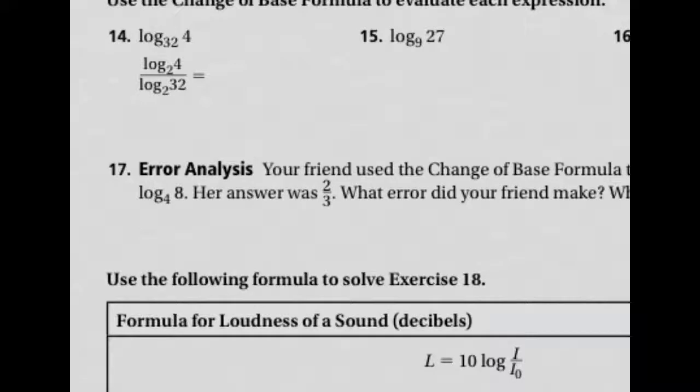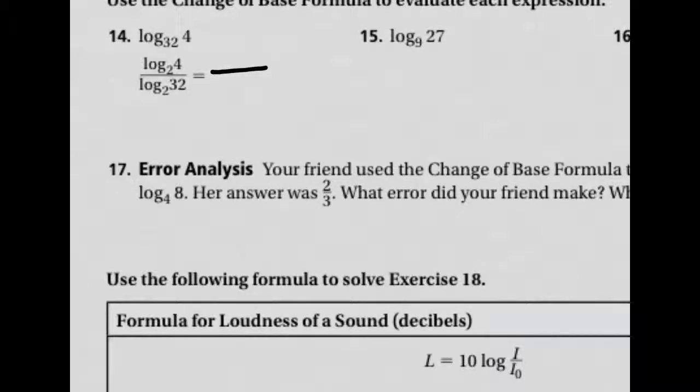So that is why they chose base 2, because both 4 and 32 are numbers that can be written as a power of base 2. So let's simplify this: log base 2 of 4 over log base 2 of 32. You should be able to do this in your head. If you still can't, work on it. Try to figure out what this is in your head.